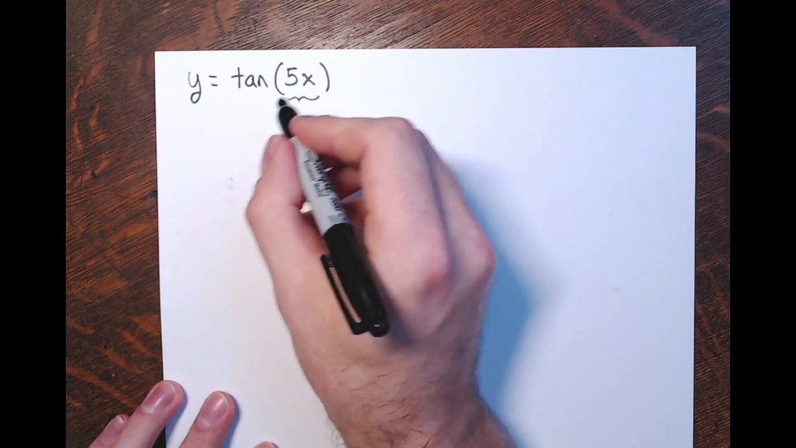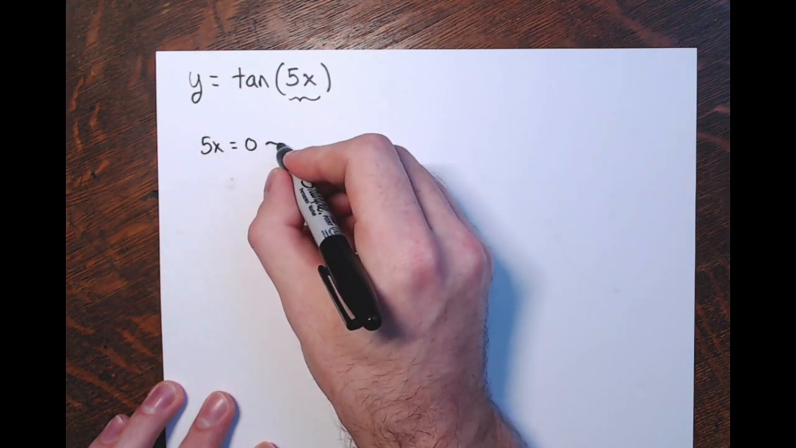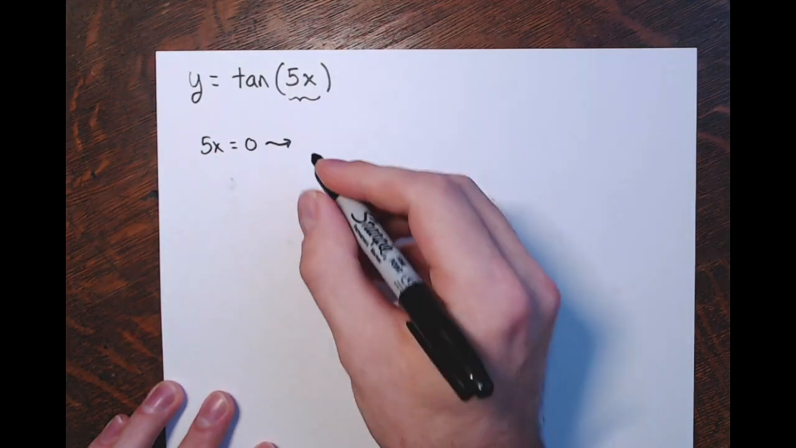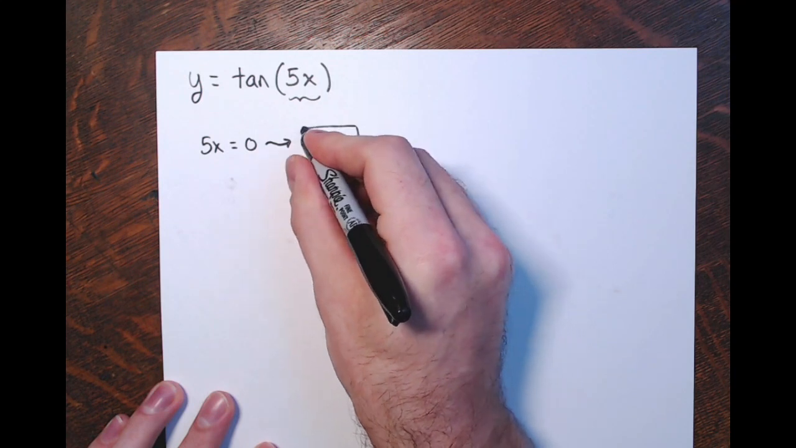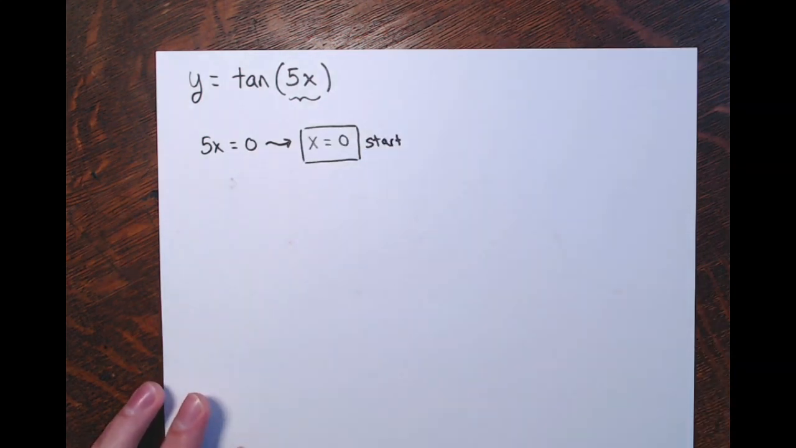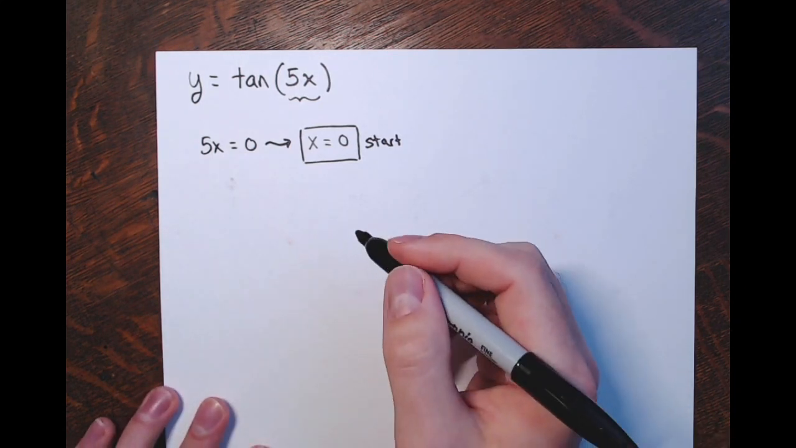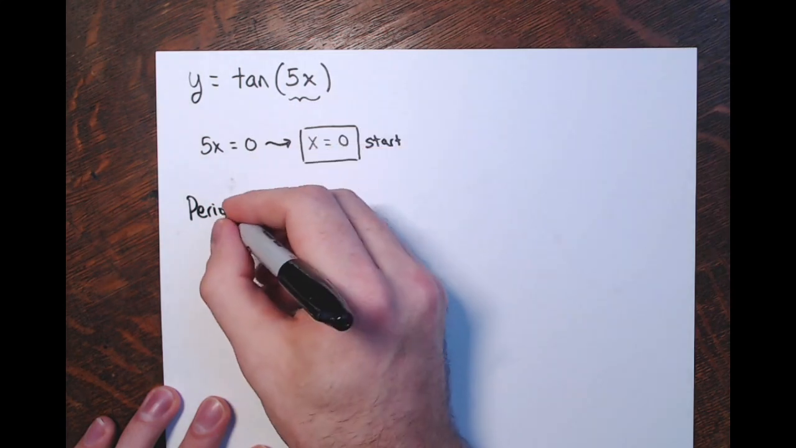The expression inside, when is 5x equal to 0? This isn't nearly as complicated as the last couple examples. That's when x equals 0. All right, so this is where I'm going to start the first cycle of my drawing.